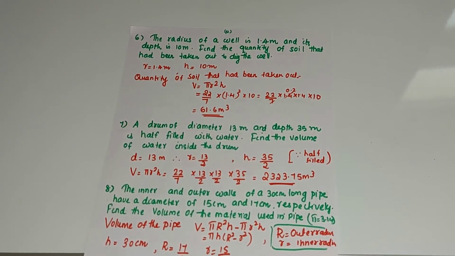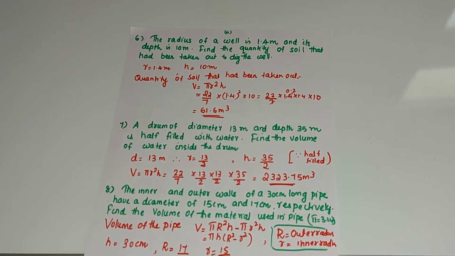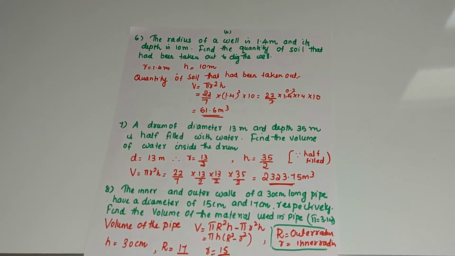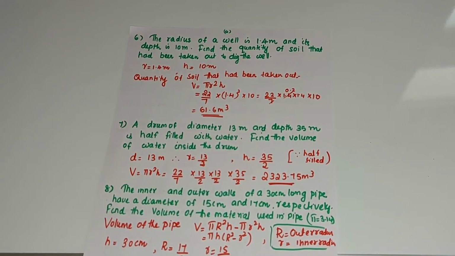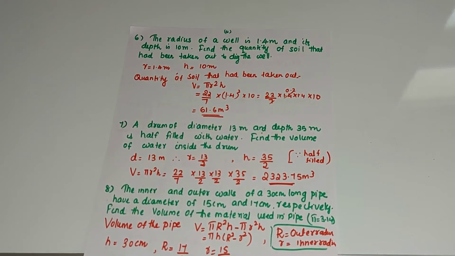To get the volume, we know the formula of the volume of cylinder. The well is in the shape of a cylinder. So volume is equal to pi r square h. Here r equal to 1.4 meter, h is equal to 10 meter. So substitute V equal to pi r square h, so 22 by 7 into 1.4 square into 10. After simplification we will get 61.6 meter cubed. So 61.6 meter cube of soil has been taken out.